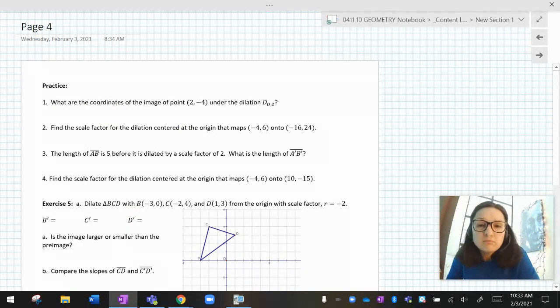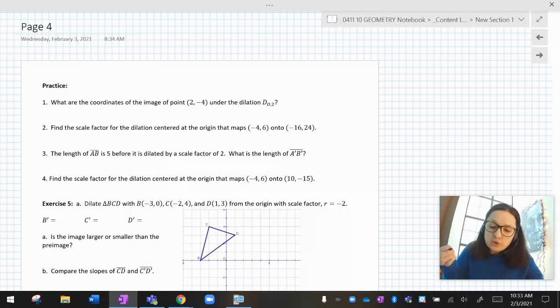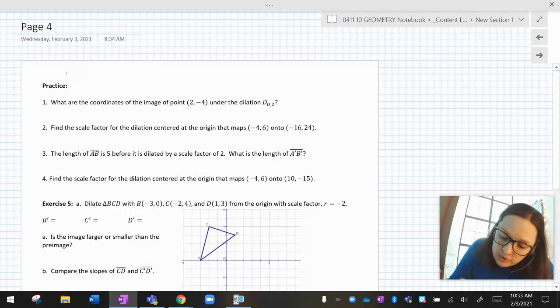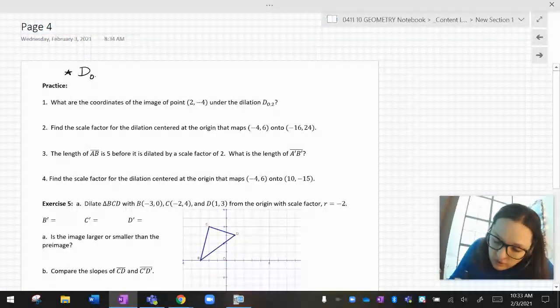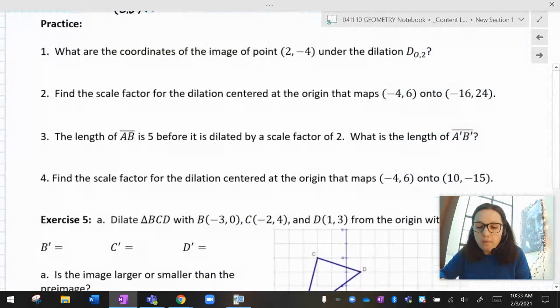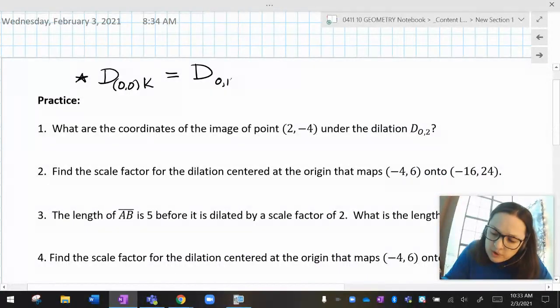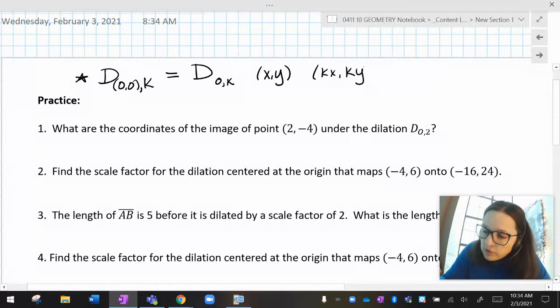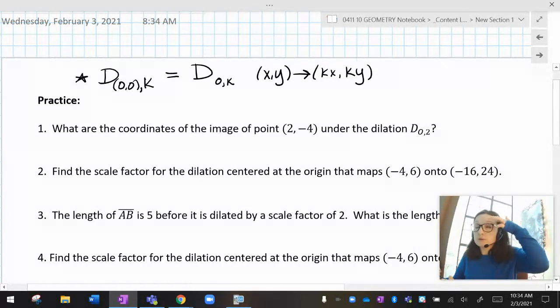Okay, so let's do it. When you do a dilation centered at the origin, you multiply by a scale factor. Okay, so that's the rule that you need to know. So a dilation centered at O, (0, 0), of k. By the way, we sometimes call the origin O. So if I do a dilation centered at the origin with a scale factor of k, then (x, y) becomes (kx, ky). You multiply by the scale factor.